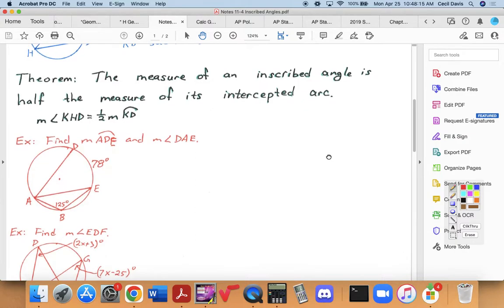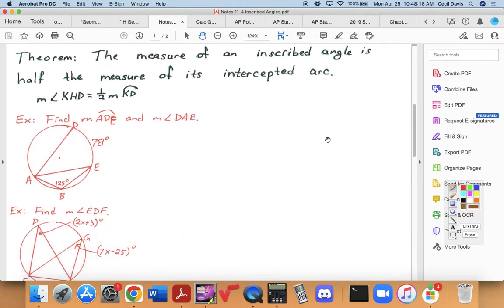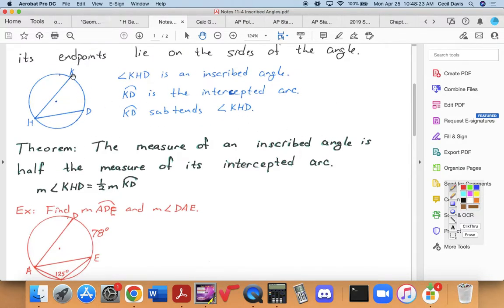So it turns out the measure of an inscribed angle is half the measure of its intercepted arc. So here, angle KHD is half of the measure of arc KD. Unlike the central angle, what happens in a central angle? They're the same. And the way I think about it is, this is twice as far away as the center is, because it's all the way on the far side of the circle. So yeah, it can't be the same size. It's got to be smaller.